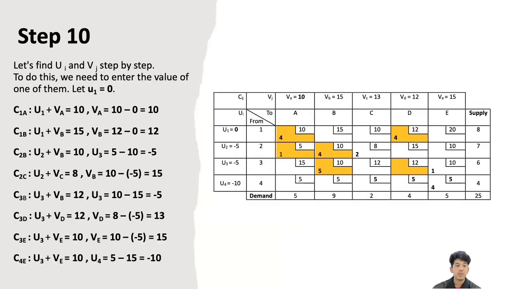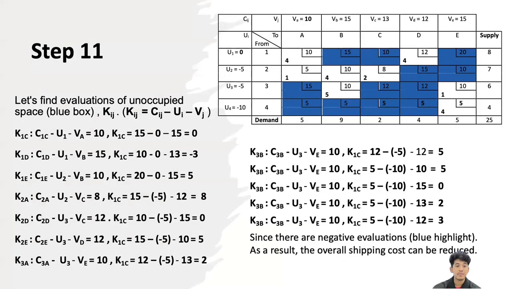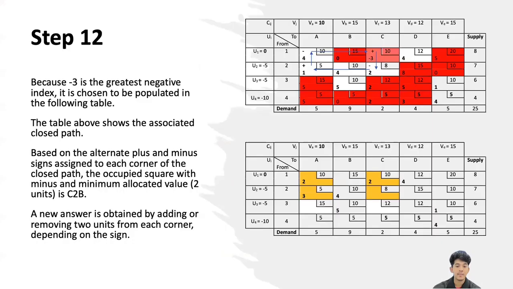And then for step 10, it is the same as before. You will get this answer. And then you need to find the evaluation of unoccupied space, which is the blue box. You can use the evaluation, which is Kij equal to Cij minus Ui minus Vj. And then you will get the -3, which is the greatest negative index.